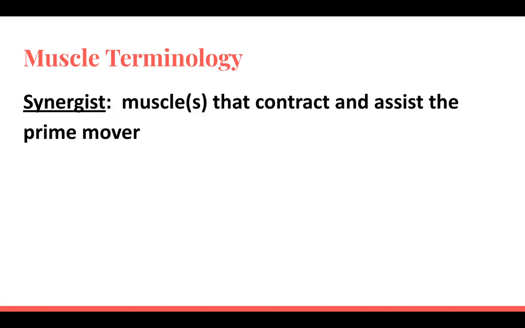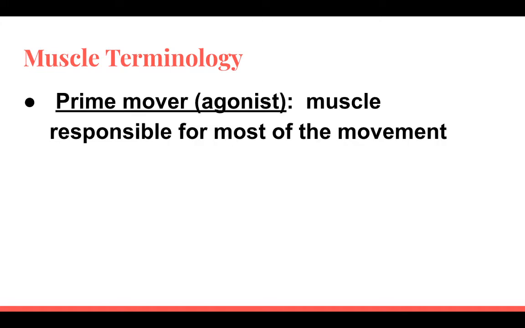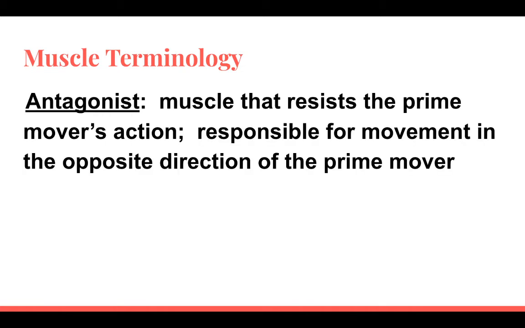So working together, they all three are called synergists because they all work together. But the prime mover, the agonist, is the brachialis. Then we can look at the antagonist. The antagonist is a muscle that resists the action of the prime mover. It is responsible for movement in the opposite direction.